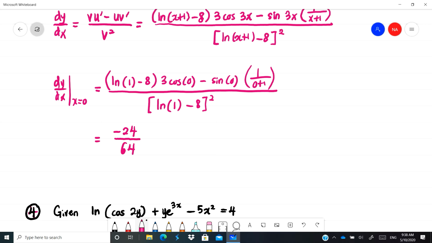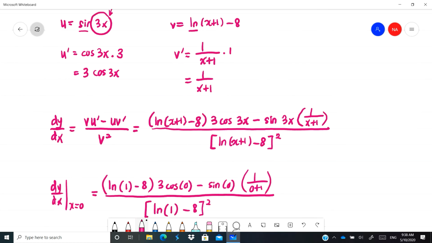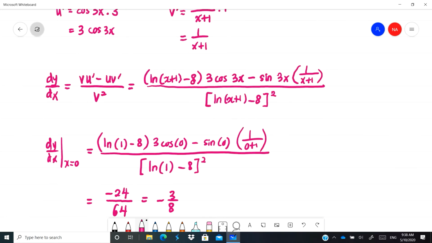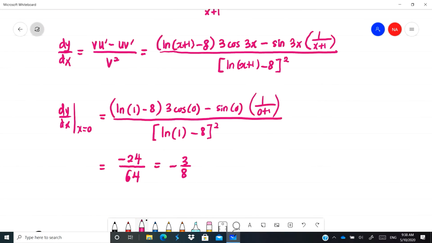You can write this as a simplified fraction, which is given by negative 3 over 8. So that's your final answer. I hope I'm doing this correctly, so please check your answer.